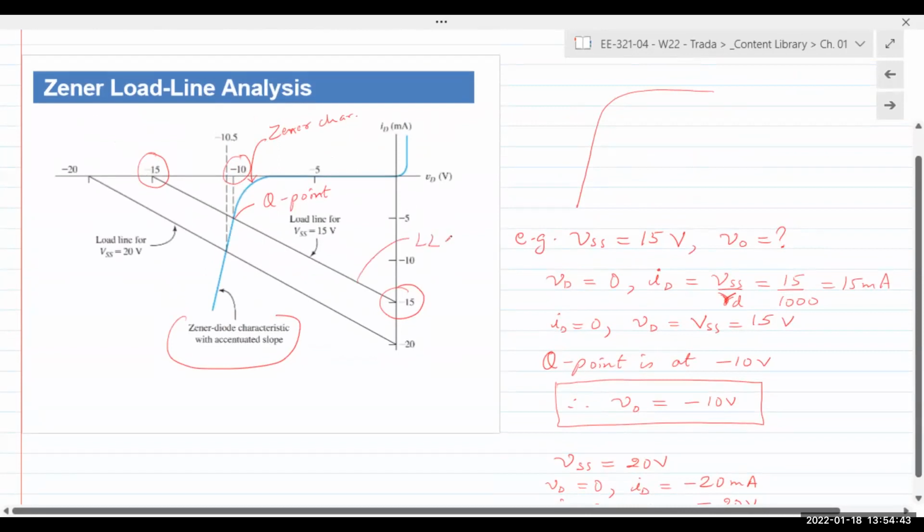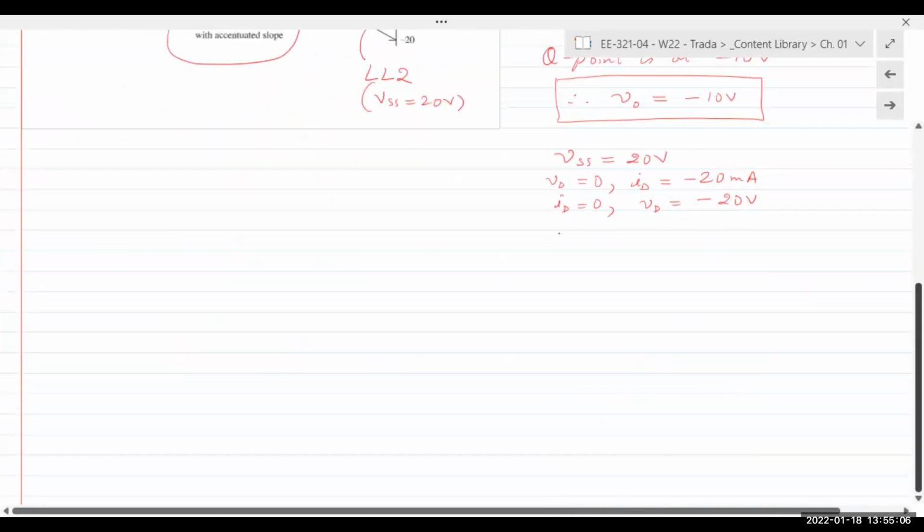So this is load line 1, load line 2, VSS is equal to 20 volts. VSS is equal to 15 volts. And the new intersection point, or the new Q point, is now at minus 10.5. So now V out is minus 10.5 volts.